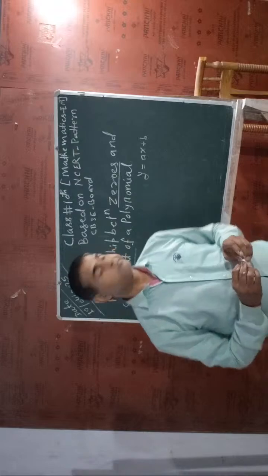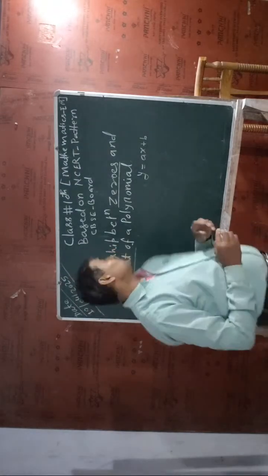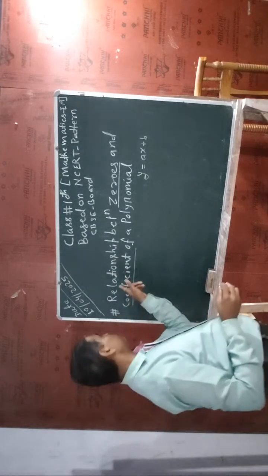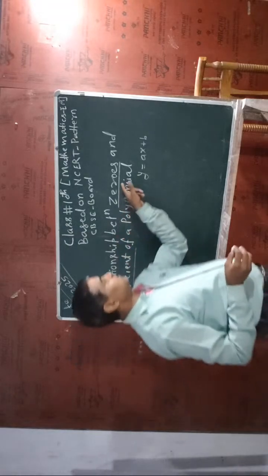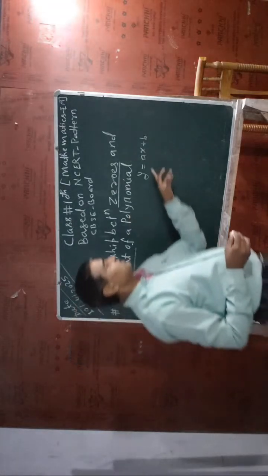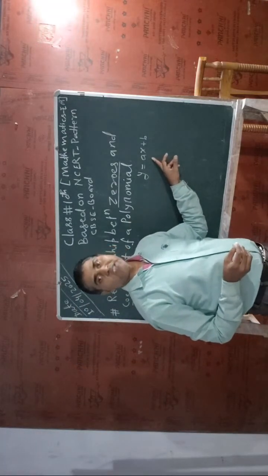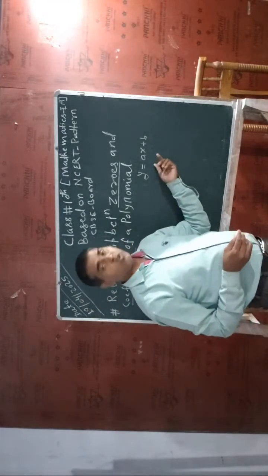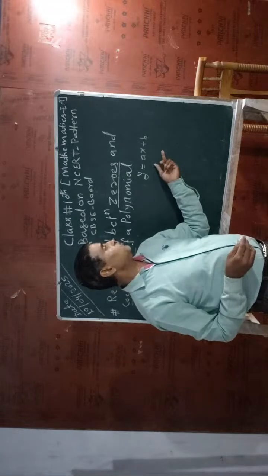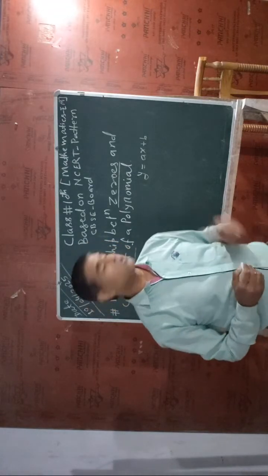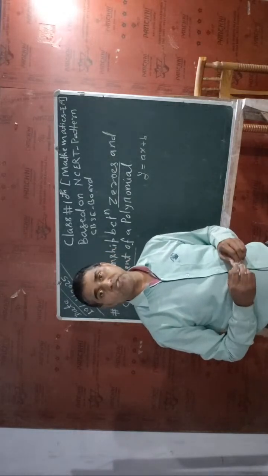Okay students, now here I am going to explain one concept, which you write in your copy: the relationship between zeros and coefficients of a polynomial. This is a polynomial which is available in zeros form. Now I have to get the sum of the zeros and the product of the zeros.